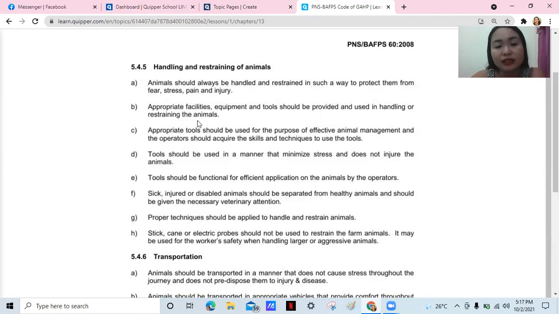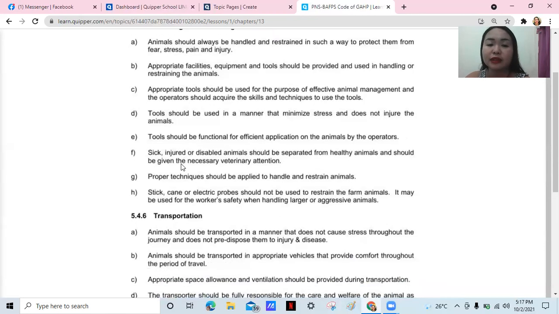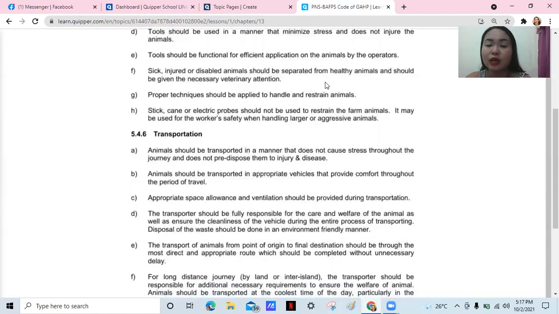So second, appropriate facilities, equipment, and tools should all be provided in handling and restraining. And also the appropriate tools should be used for the purpose of effective animal management. And the operators should acquire the skills and techniques to use the tools, of course. And tools should be used in a manner that minimizes stress and does not injure the animals. And tools should also be functional or, of course, efficient, no? Application of animals by the operators.